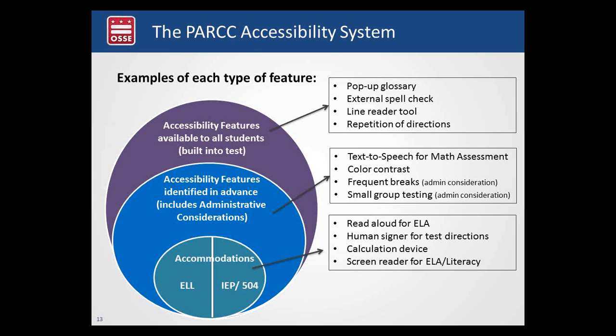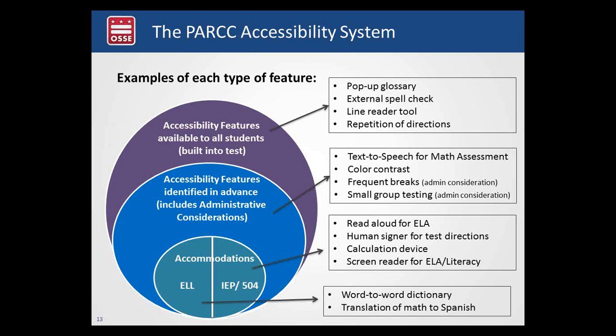And then certain examples for students with disabilities would be a human signer, or a calculation device, screen reader, and for an English learner, things like a word-to-word dictionary or translation of the math assessment. So here you can see the differences in the type of feature.